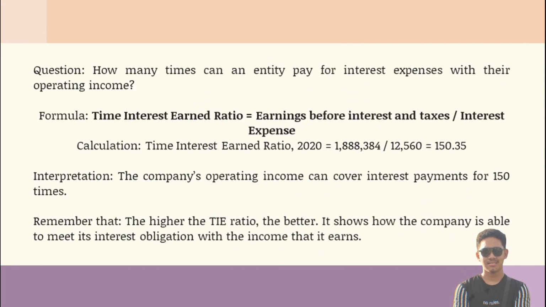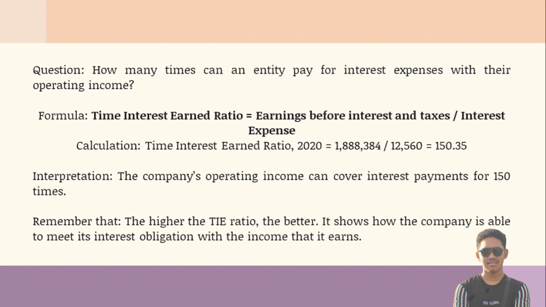How many times can an entity pay for an interest expense with their operating income? The formula would be time interest earned ratio is equal to earnings before interest and taxes divided by interest expense. So that would mean that the time interest earned ratio in 2020 is equal to 1,888,384 divided by 12,560, which equals 150.35.